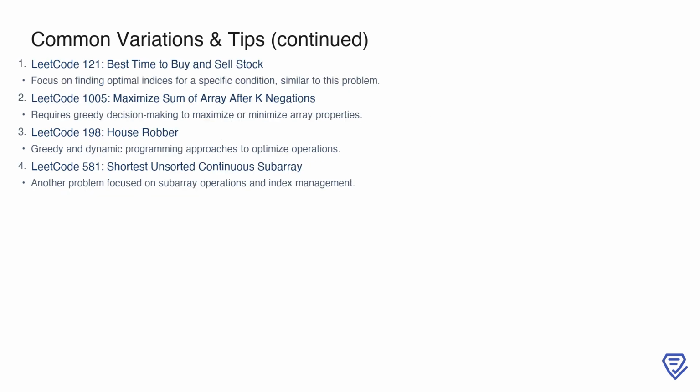If you want to practice related problems, there are several LeetCode challenges that build on similar concepts. For example, LeetCode 121, Best Time to Buy and Sell Stock, requires you to identify optimal indices to maximize profit, similar to how you manage indices in this problem. LeetCode 1005, Maximize Sum of Array After K Negations, involves greedy decision-making to optimize an array's properties, which aligns with the thought process needed here.